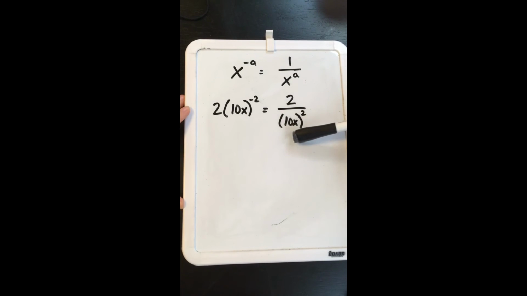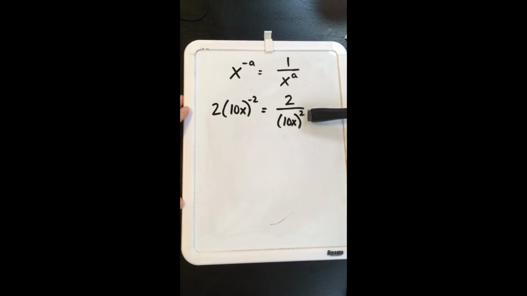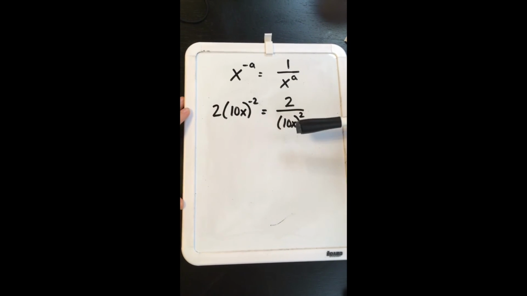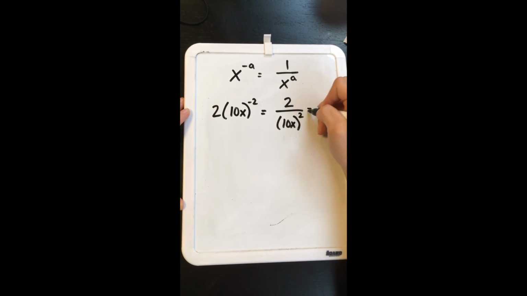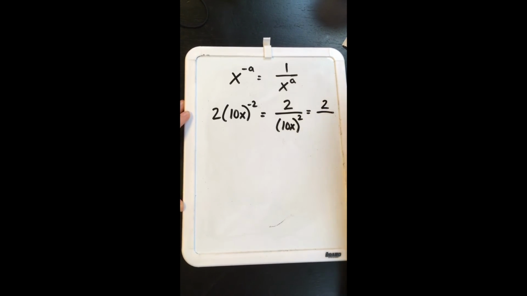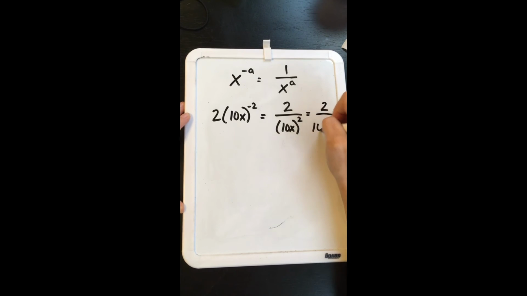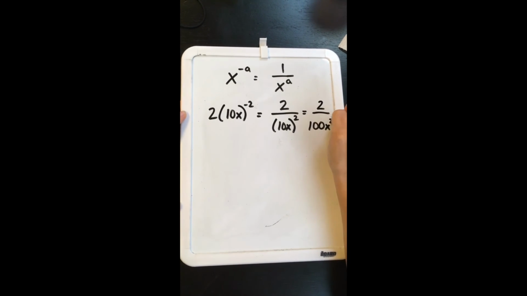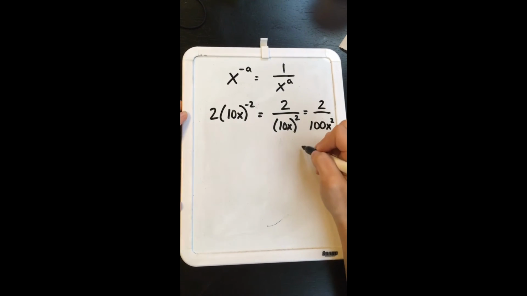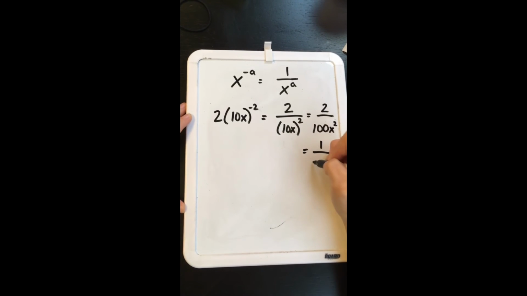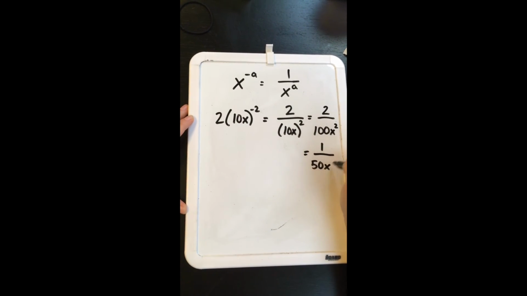Now notice that we have two items in this base. We have a 10 and we have an x. When 10x is being squared, we have to square the 10 and we also have to square the x. So we're left with 2 over 10 squared, which is 100, x squared. And we can reduce this a little bit to 1 over 50 x squared.